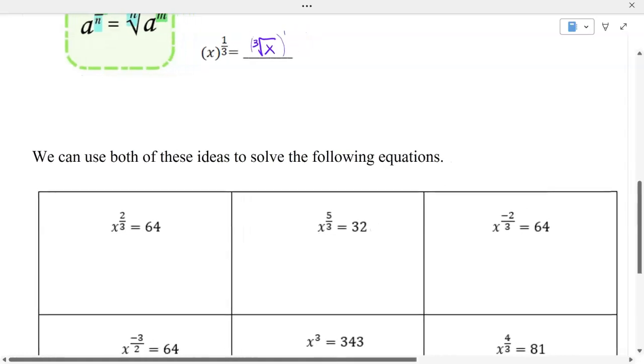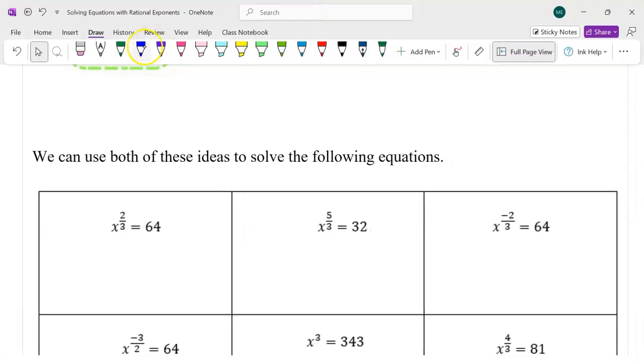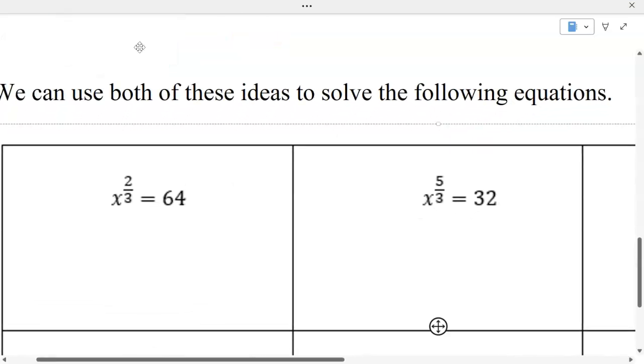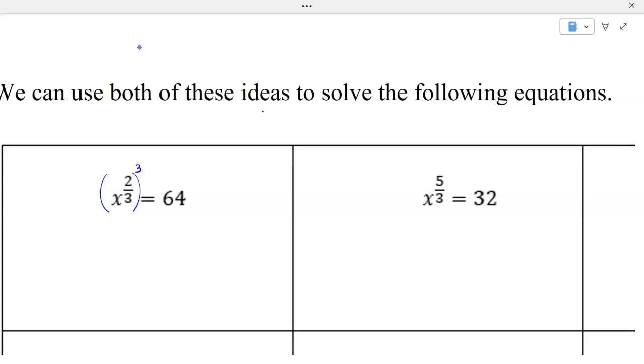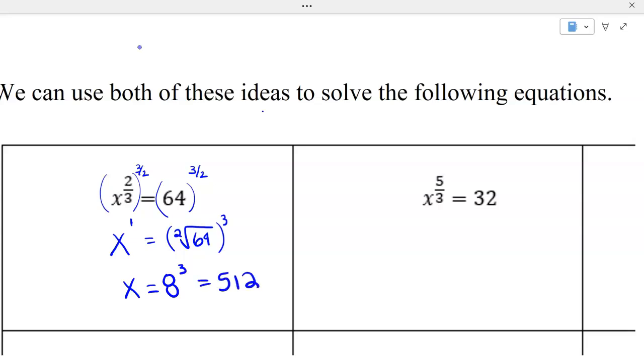So let's go through a few problems using these so that we can solve for x. Here we see that x is raised to the 2/3 power, and we're trying to get to x to the first power, which means we're solving for x. So we're going to raise this to the reciprocal of our rational exponent, which would be the 3/2 power. If we raise the left-hand side of the equation to the 3/2 power, we also have to raise the right. So 2/3 times 3/2 gives us x to the first power. And then over here, we're really taking the square root of 64, and then we're going to cube that. So the square root of 64 is just 8, and 8 cubed is going to be 512.